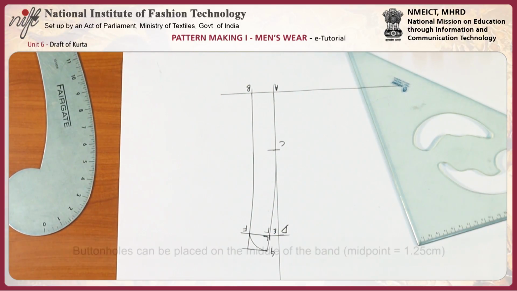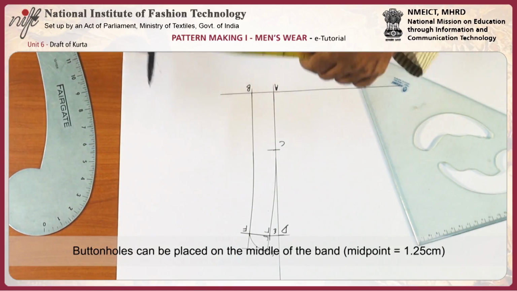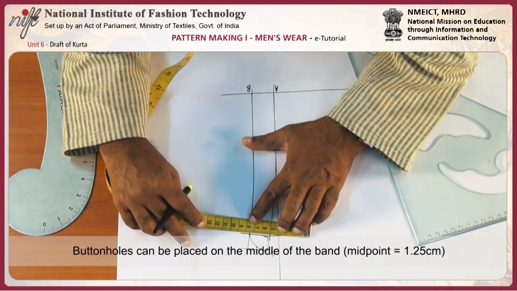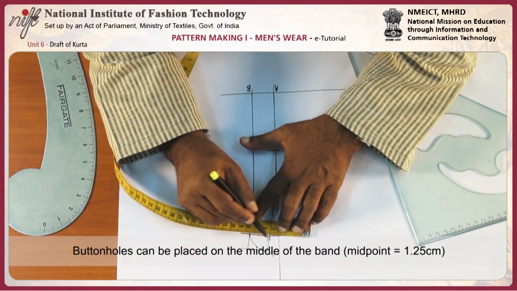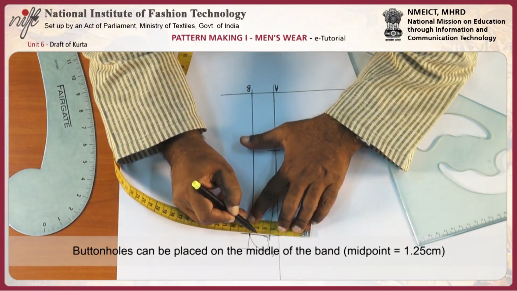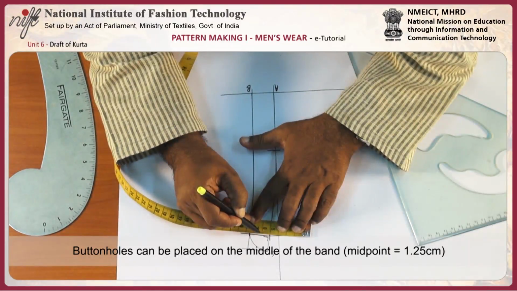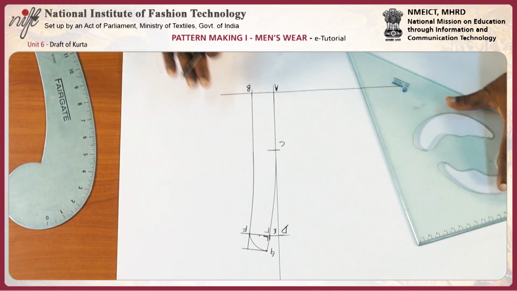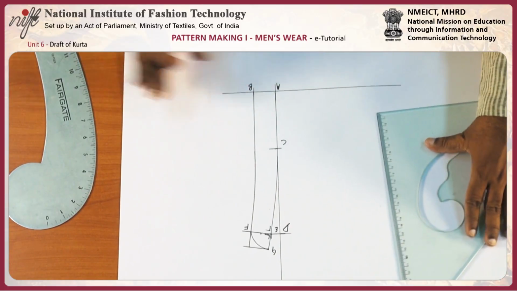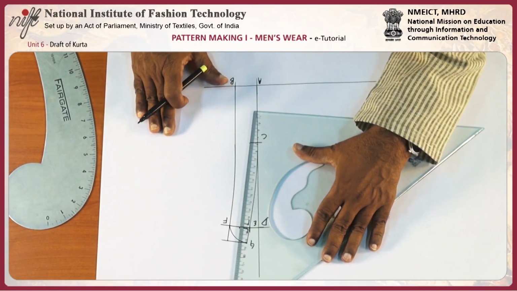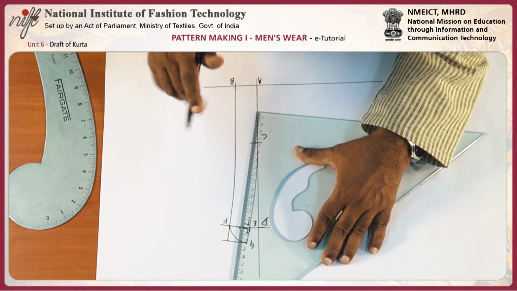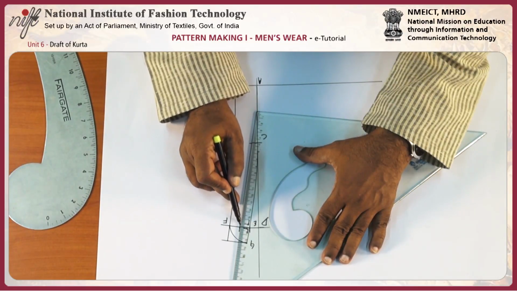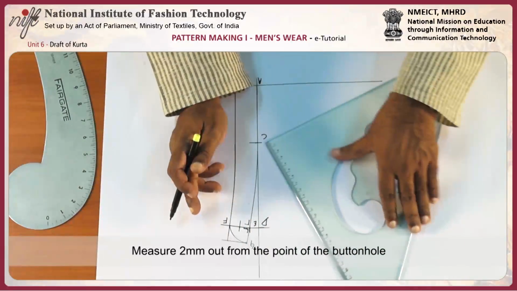After completing the draft, you may also place the buttonhole, which should be in the middle of the band. 2.5 centimeters is the total width. The midpoint will be 1.25. Give a cross mark which should also be at a right angle to the center front line. This is point EF, the center front line, so which is also a right angle.